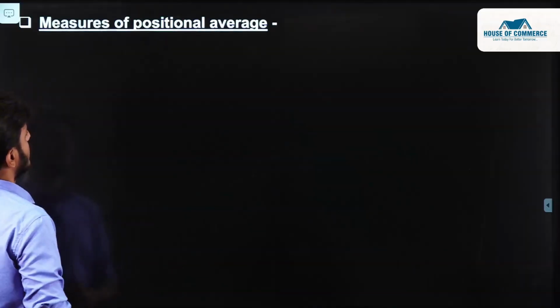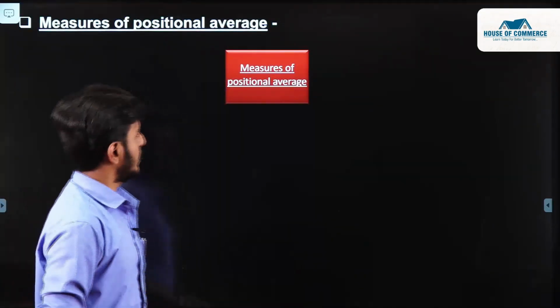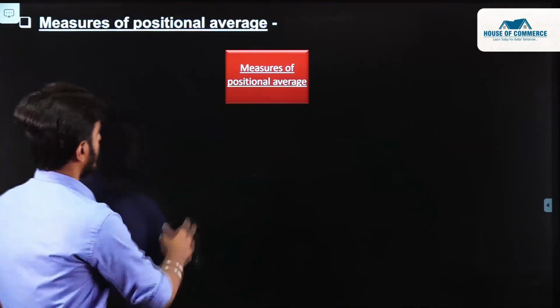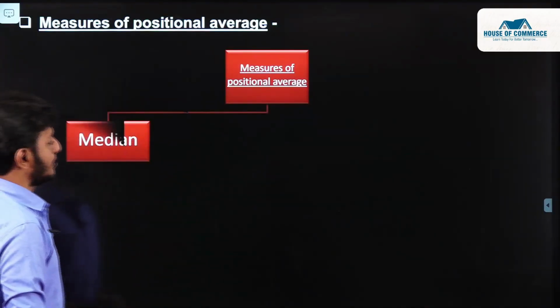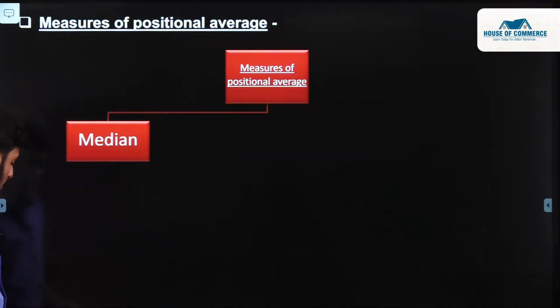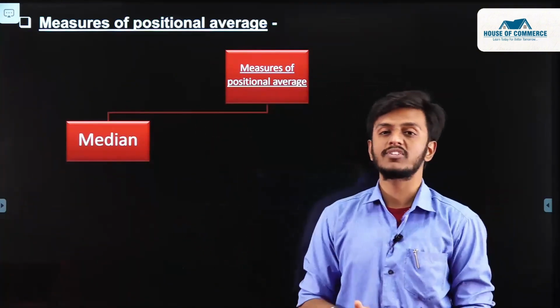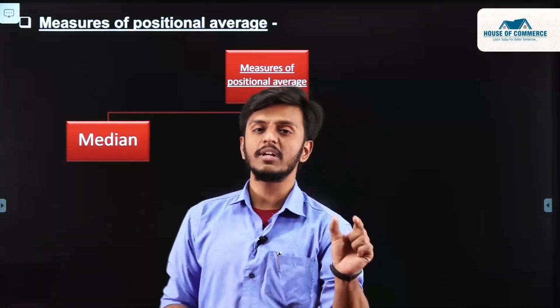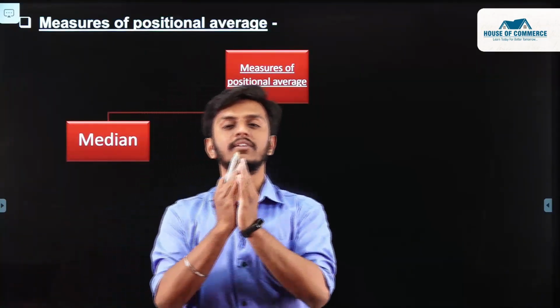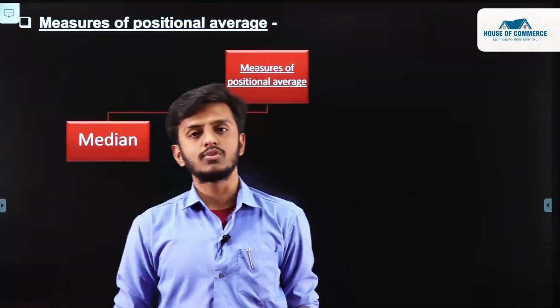So first we'll start our video with the revision. We have divided the measures of positional average in 4 parts. First part was the median, and you are very much familiar with what the median is. What do you mean by median? Median is the measure which, if we are arranging our observations in ascending or descending order, is one representative value which divides all the observations in 2 equal parts. Such a measure is known as the median.